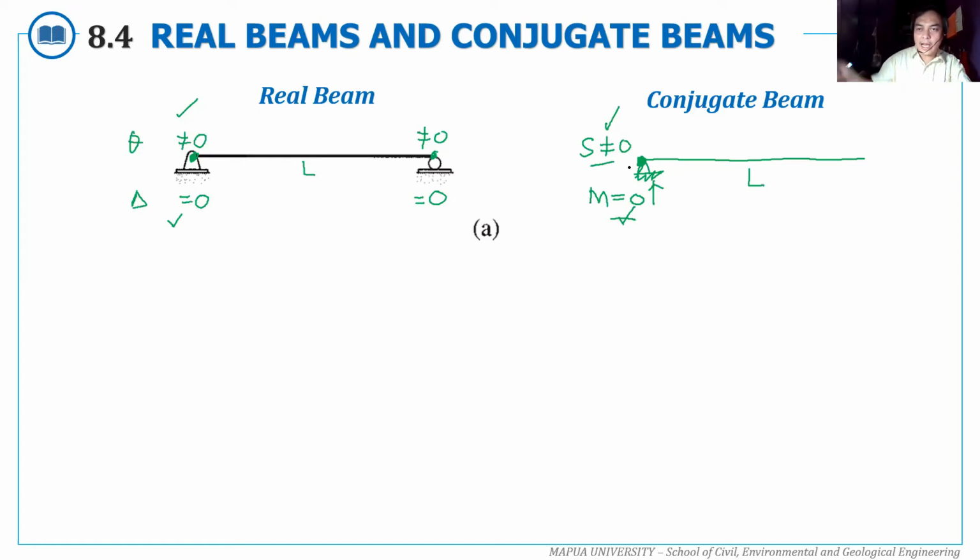Now, how about dun sa right, extreme right support? So sabi sa real beam, ang theta raw is hindi 0. So kung theta, it will correspond that the shear ay hindi rin equal to 0.